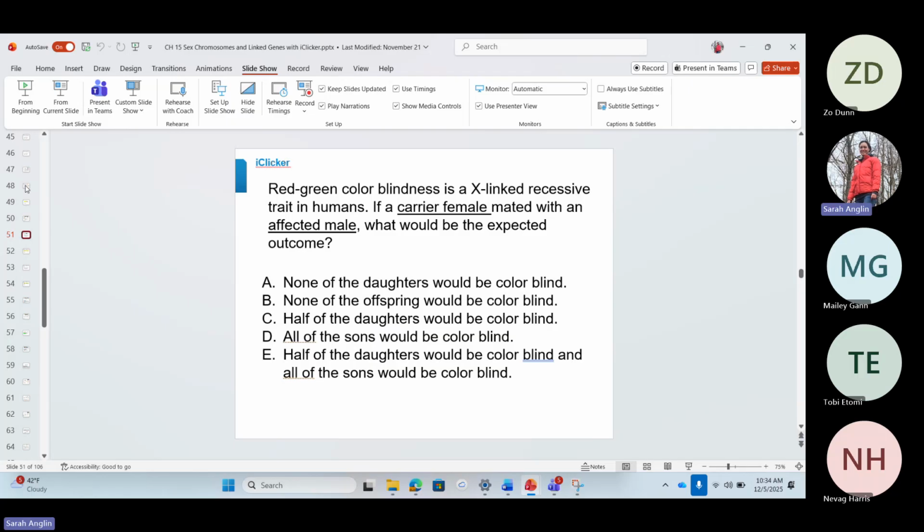Okay, so go ahead, take a moment. It's an X-linked recessive trait, so it's only going to affect those X chromosomes.